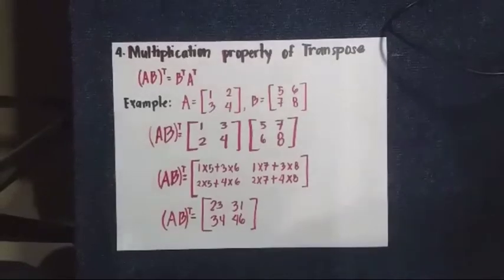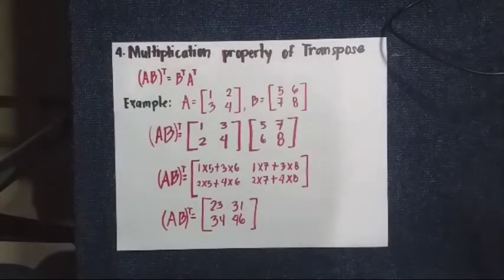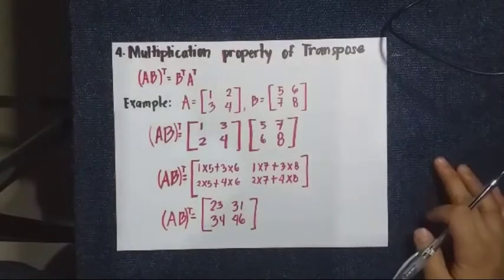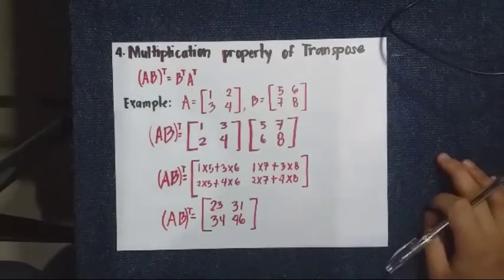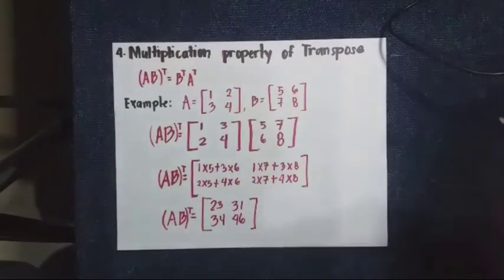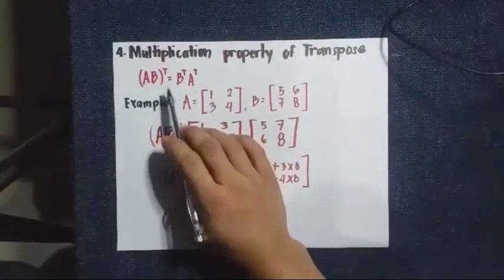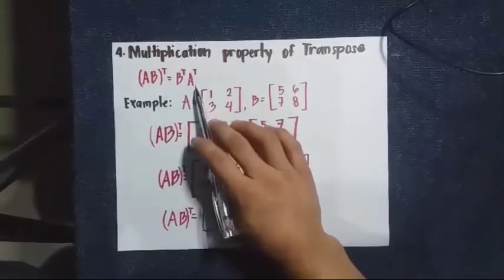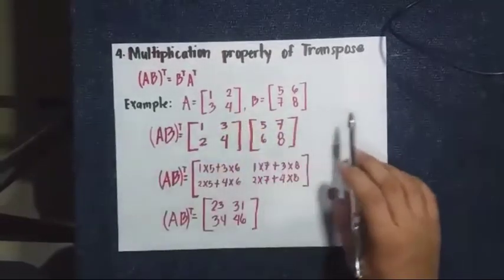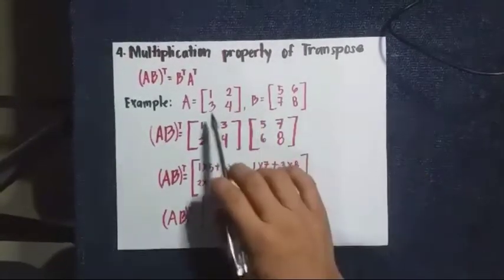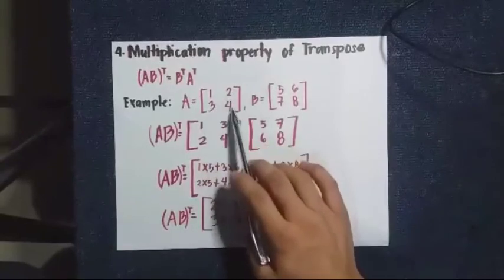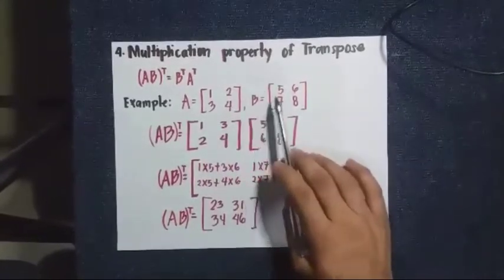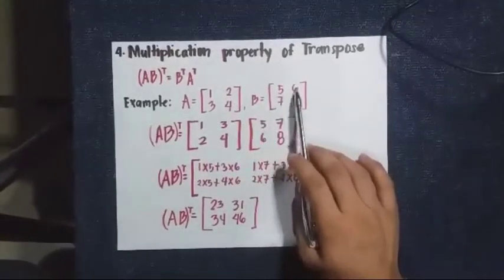Now we have here the fourth property of transpose, which is the multiplication property of transpose. So we have here the transpose of AB is equal to the transpose of B times the transpose of A. For example, we have here the matrix A, which is 1, 3, 2, and 4, and the matrix B, which is 5, 7, 6, and 8.